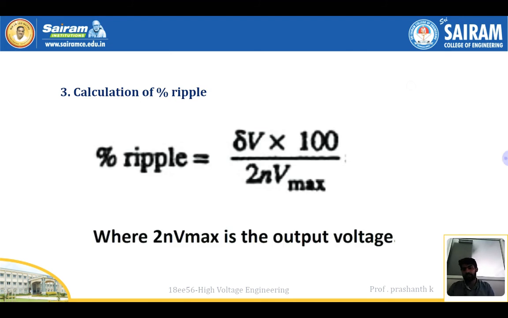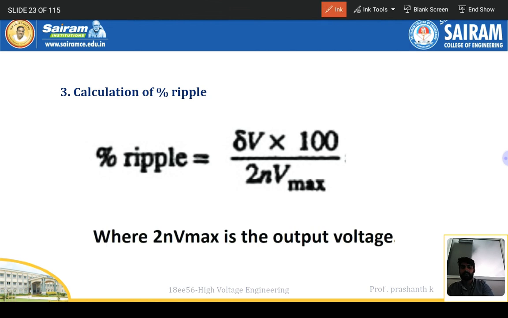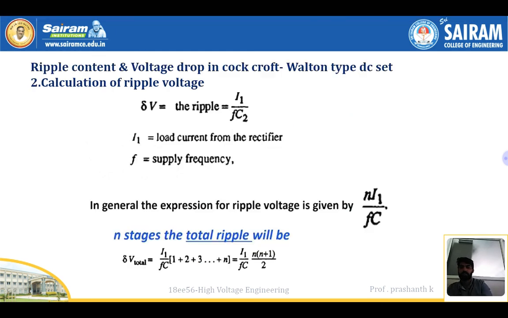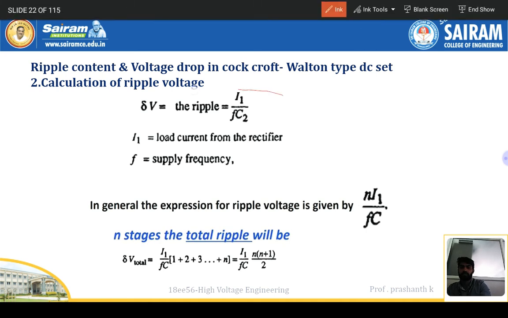So for the calculation of percentage ripple, we have percentage ripple equal to delta V into 100 divided by 2n Vmax, where n is the number of units and Vmax is the maximum voltage. 2n Vmax is the output voltage, this part is the output part, and this part delta V is the ripple calculation, the ripple I1 by fC2.